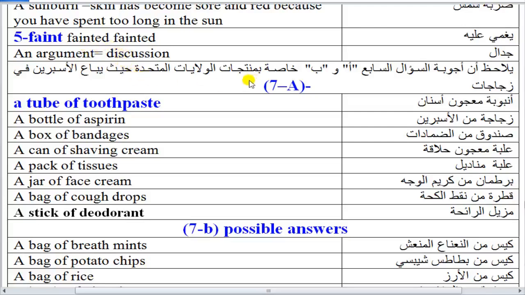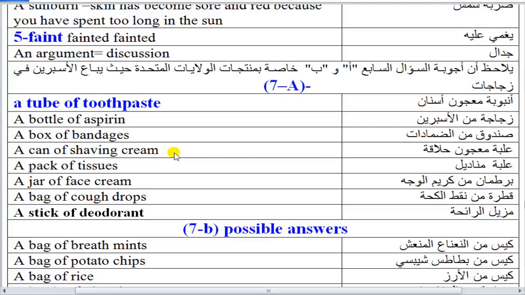Exercise number seven. We have different products, but these products are not in Egypt. They are in the USA. Seven A. A tube of toothpaste. A bottle of aspirin. A box of bandages.